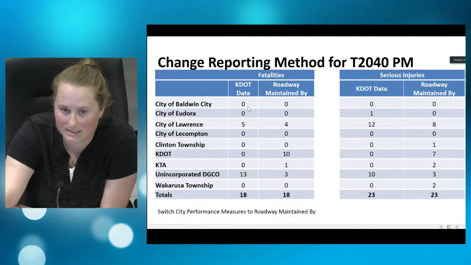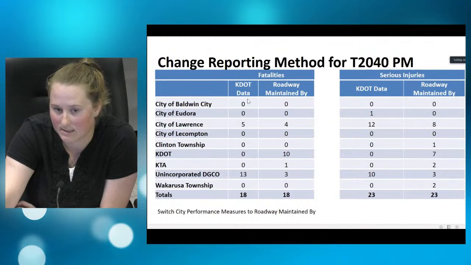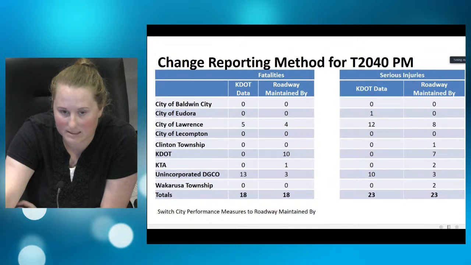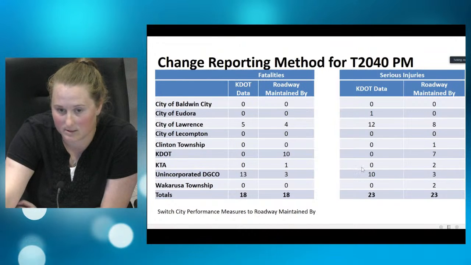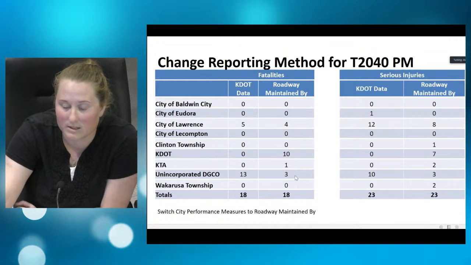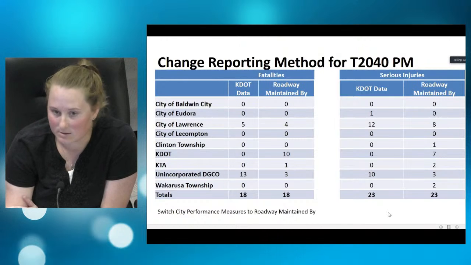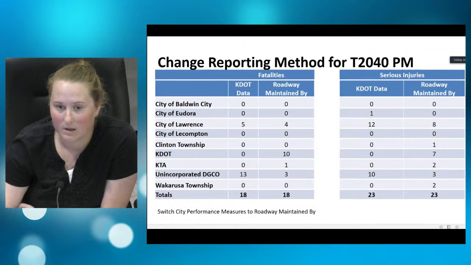As I mentioned, we just talked about looking at the data differently. In years past, we just looked at the data that KDOT assigned to each crash. So for the fatalities, Lawrence had 5 and unincorporated Douglas County had 13. But when I assign the crash to the actual owner and maintainer of the road, the numbers are a lot different. The City of Lawrence goes to 4, KDOT goes to 10, and unincorporated Douglas County goes down to 3. I think it's very interesting to look at this because it switches how we think about who maintains the roads and could potentially make them safer.